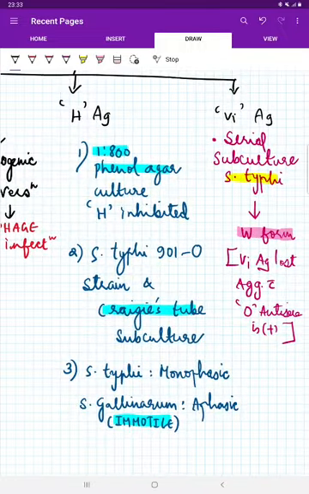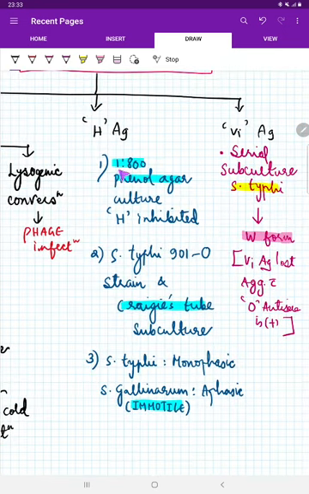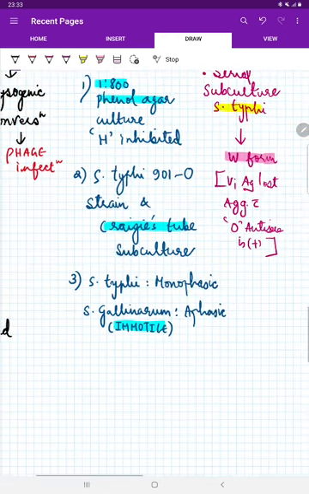Now what is the H antigen? The H antigen basically means flagella. It represents the flagella. Now what happens is, when you culture on 1 in 800 phenol agar, this H antigen is inhibited. This is one point we need to know. Another point is the Salmonella typhi 901 O strain. On subculturing on this agar, we get this strain. This strain is basically the normal strain.